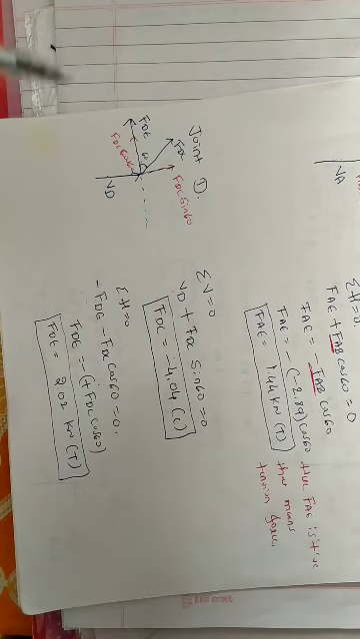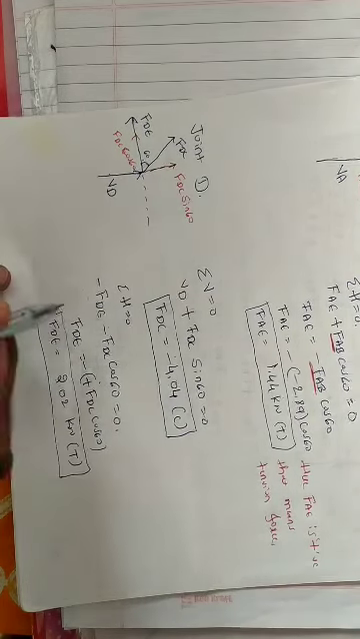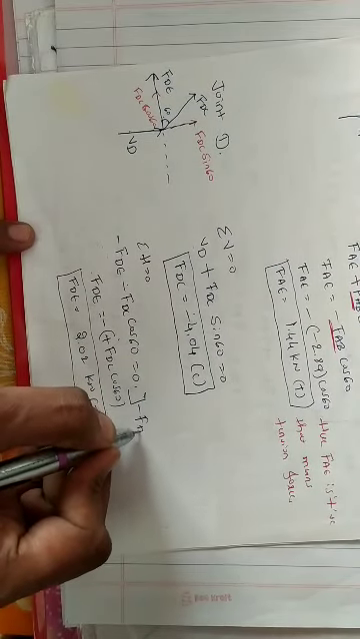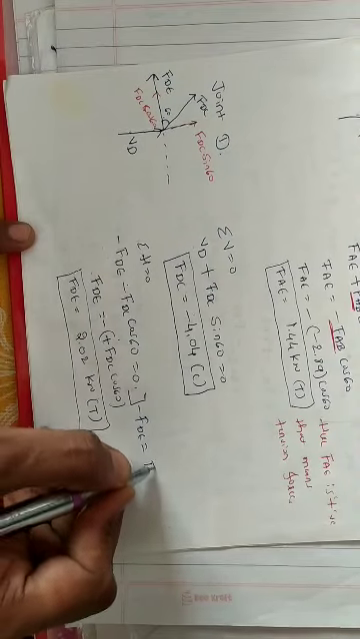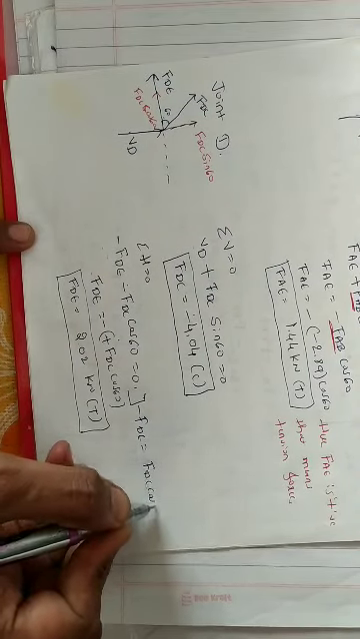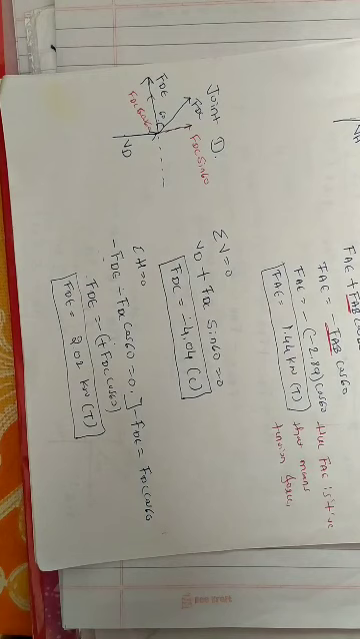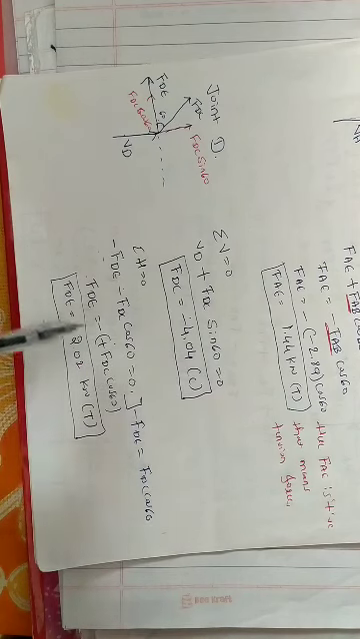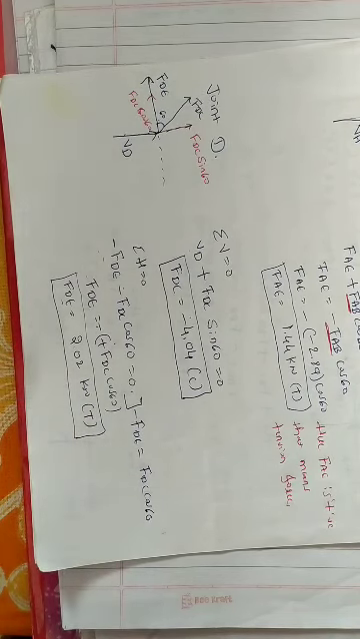So minus FDE is equal to plus FDC cos 60, right? That implies FDE is equal to minus FDC cos 60. FDC is minus 4.04, so FDE is equal to minus into minus 4.04 cos 60. The answer we got is plus 2.02 kilonewton. The plus sign indicates FDE is a tension force, that is FDE is equal to 2.02 kilonewton.